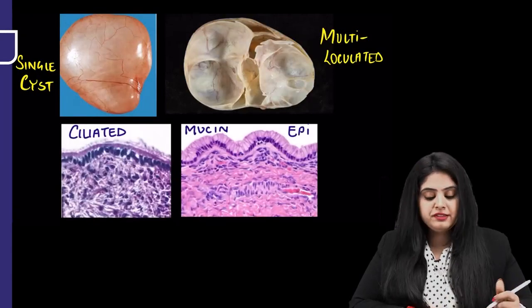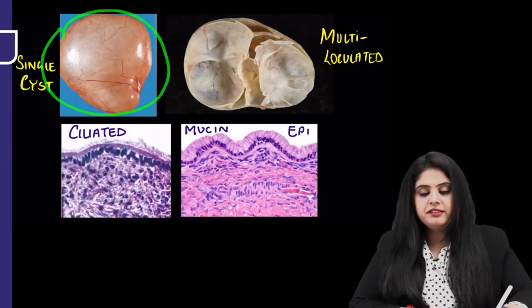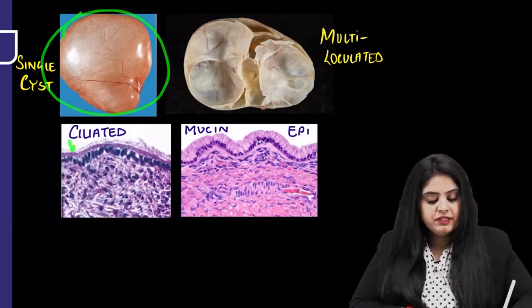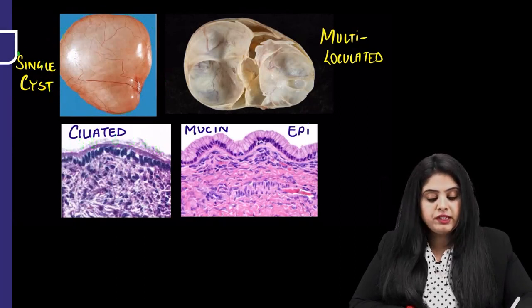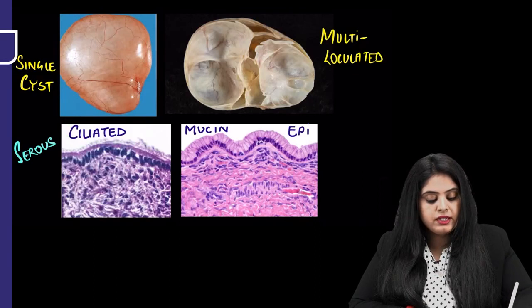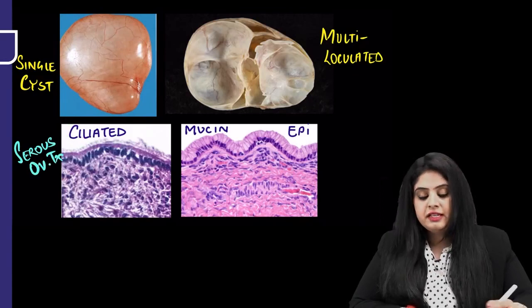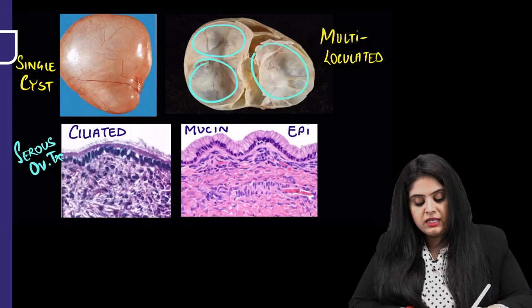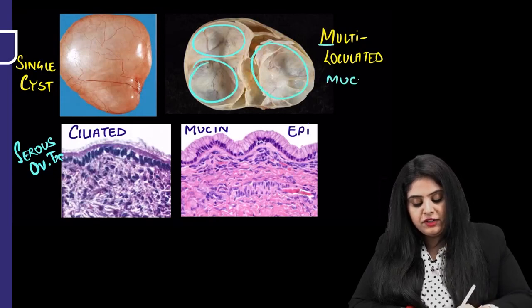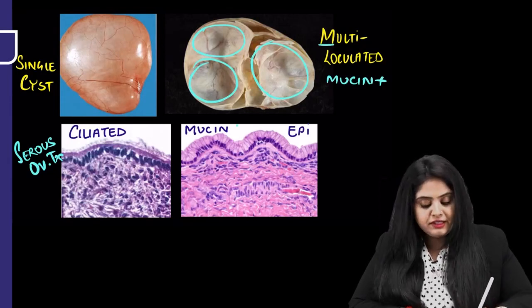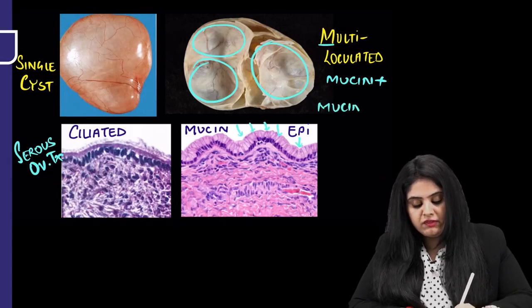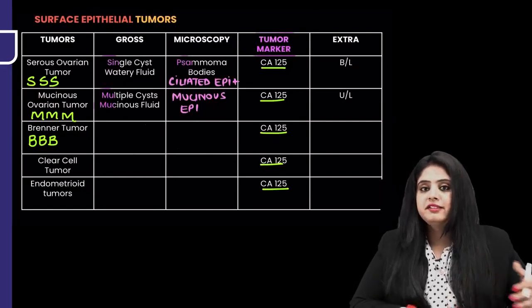Try to differentiate these. See, if you're seeing a single watery cyst with ciliated epithelium, and what if they mentioned psammoma bodies also? So single cyst with ciliated epithelium, what ovarian tumor will you call it? Serous ovarian tumor. Versus if you see so many cysts, multiloculated, and they say this is filled with a lot of mucin, and they say this epithelium also has a lot of mucin. So when they're talking about all mucin stuff, you are going to call it mucinous ovarian tumors. How easy? Like I said, SSS, MMM.